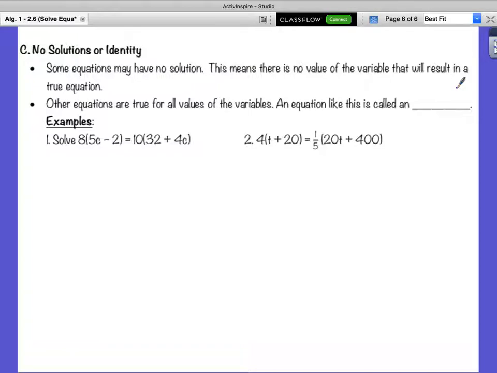Okay, so some equations may have no solution. Some equations may never work out. A lot of these equations we have one solution.